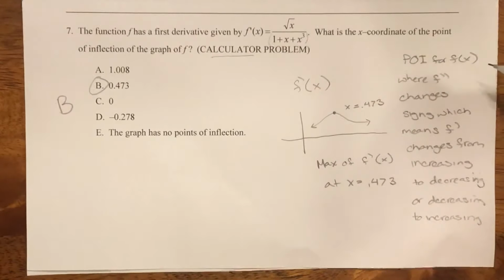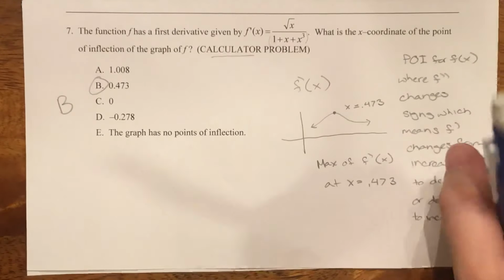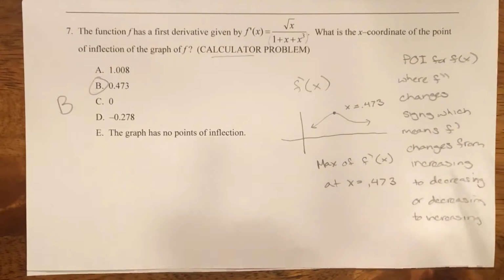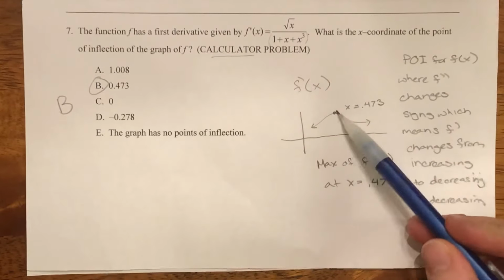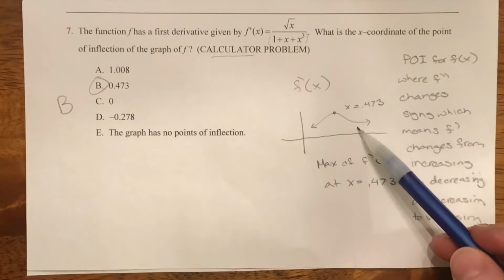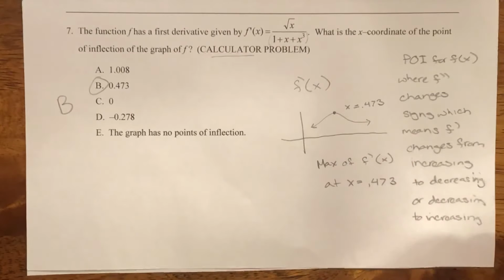Point of inflection for f of x is where f double prime changes signs, which means that f prime is going from positive to negative or negative to positive. Or, whoa, said that wrong. Let's reverse. F double prime changes signs. That means, just so I'm very clear, f double prime is going from positive to negative or negative to positive, which means f prime would be changing from increasing to decreasing, a relative max, or decreasing to increasing.